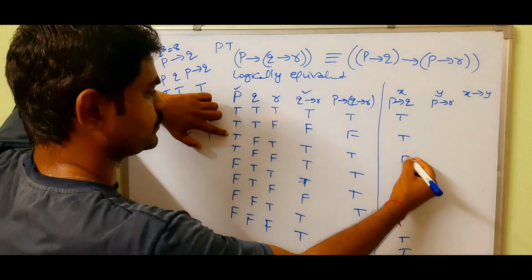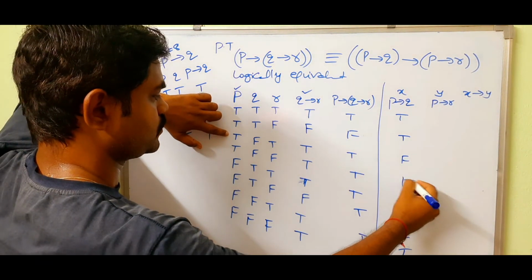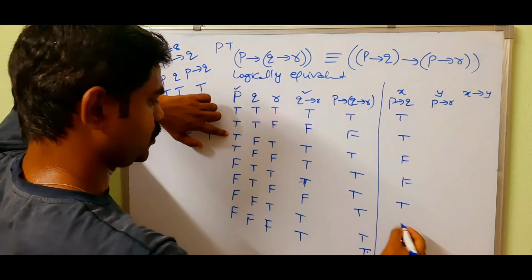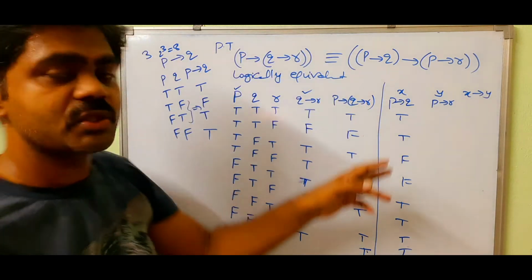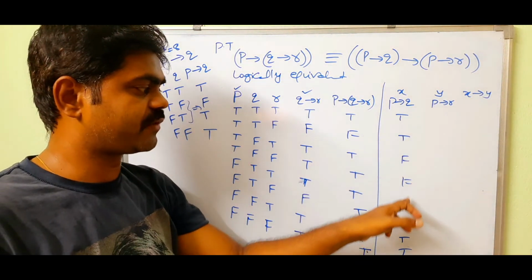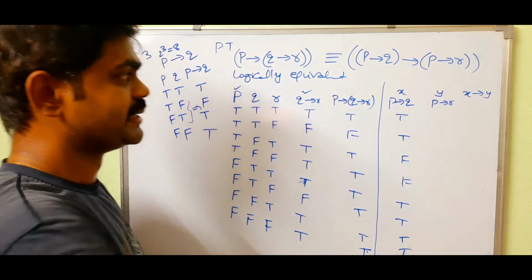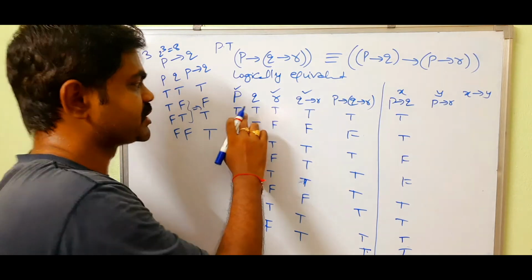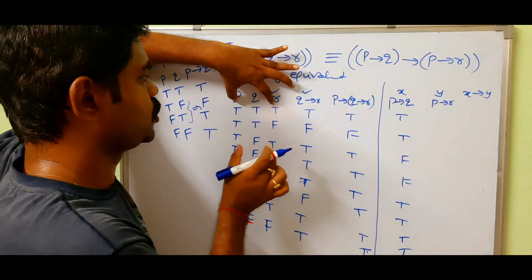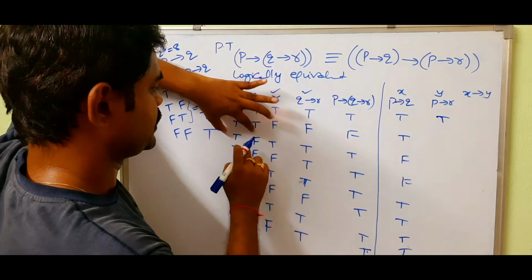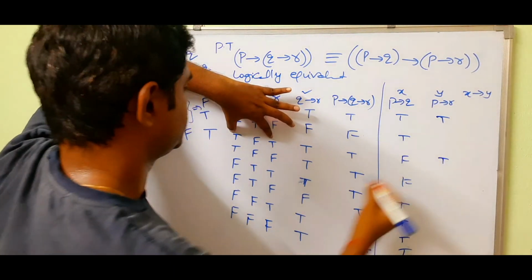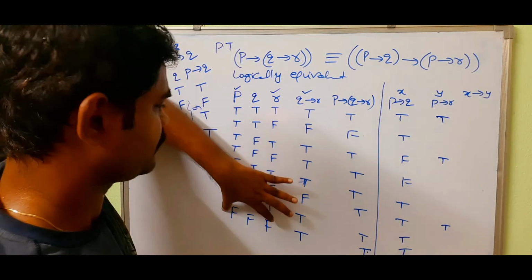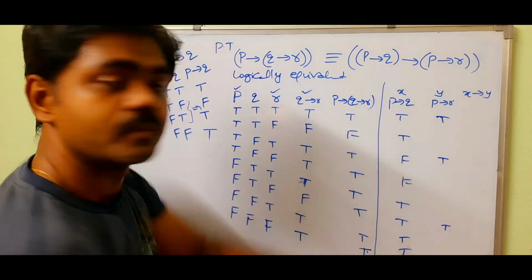So false, false, true, true. Okay. So what I got here? True, true, false, false, true, true, true, true. Okay. So now P implies R. So this is P, this is R. Okay. So check these two values. True, true, true, true, true, true, false, false, true, false, false, true.